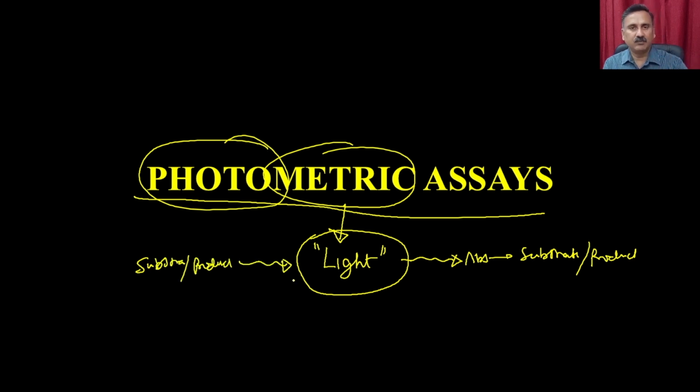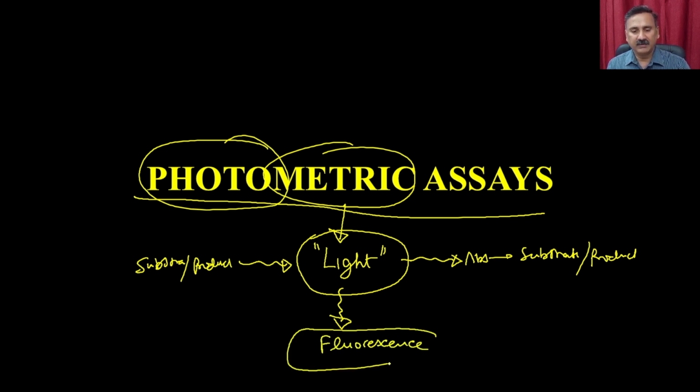Sometimes we will be able to see that if a product is formed, it is actually giving off light, right? Or sometimes you can have the alternative, where you excite the molecules and they give you fluorescence, right? So fluorescence is also a phenomenon where you measure only the light intensity. Okay, so let's start discussing the photometric assays.